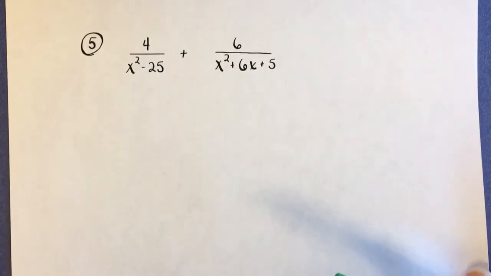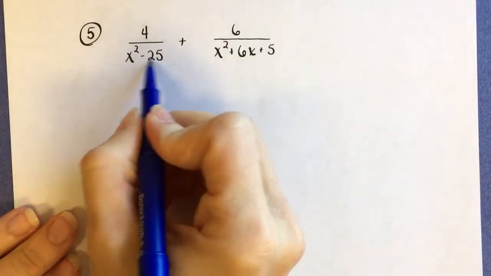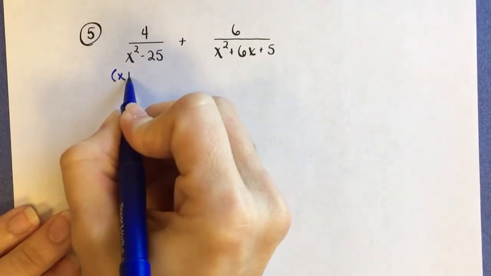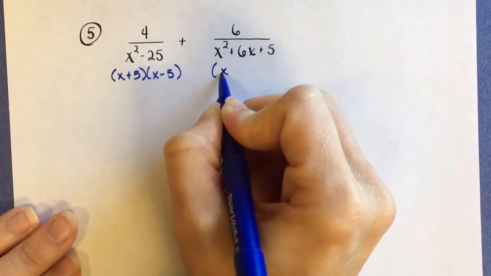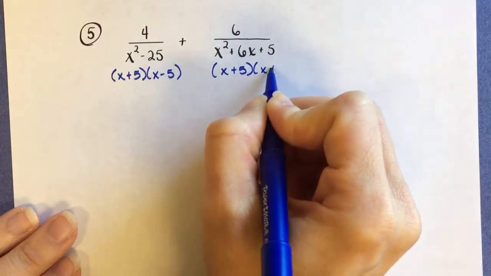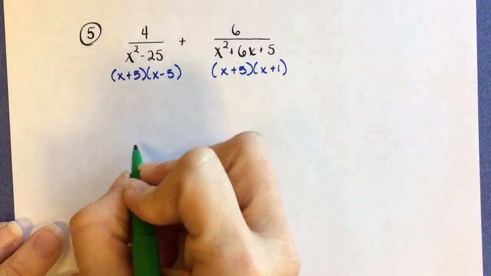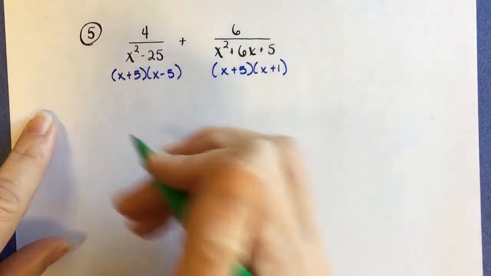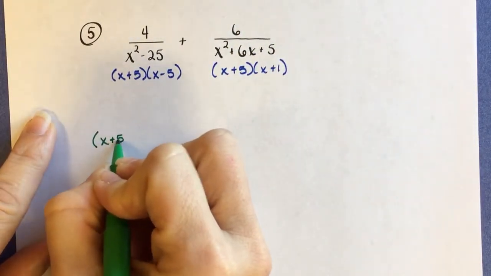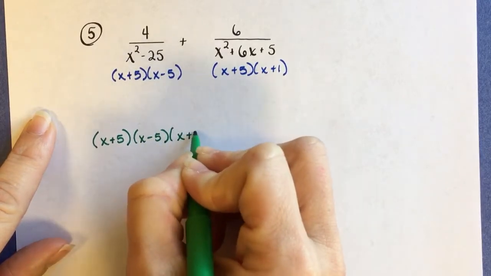Okay, next one. Okay, again, we need to start off by doing whatever factoring it is that we can do. And I can factor here, this is the difference of squares. So x plus 5 times x minus 5. And this would be x plus 5 times x plus 1. Okay, so when I'm picking my common denominator, I have to include, of course, I've got the x plus 5, but they're both just to the first power. But I also have to include the x minus 5, and I have to include the x plus 1.